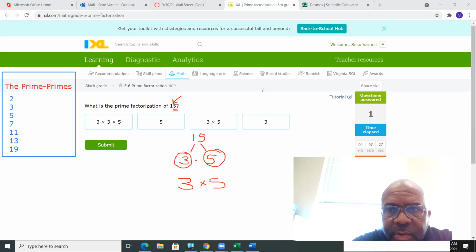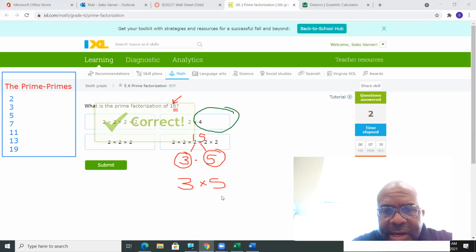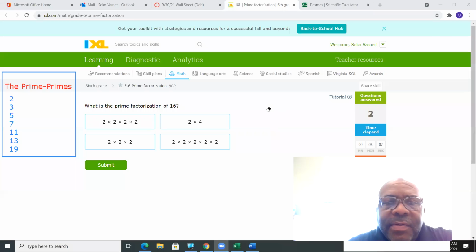And that would be what answer up here? Do you see 3 times 5? It's right here. So I'm going to hit this on IXL, then I'm going to hit this, and it says I'm correct. And the next one we're working with is, what's the prime factorization of 16?